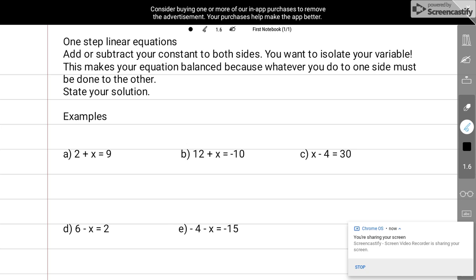So whatever you do to one side, you do have to do to the other to keep the scale in balance. So if you take something away on the left side, you also have to take it away on the right. And that goes for adding things as well. So we do have a couple steps that we do need to take.